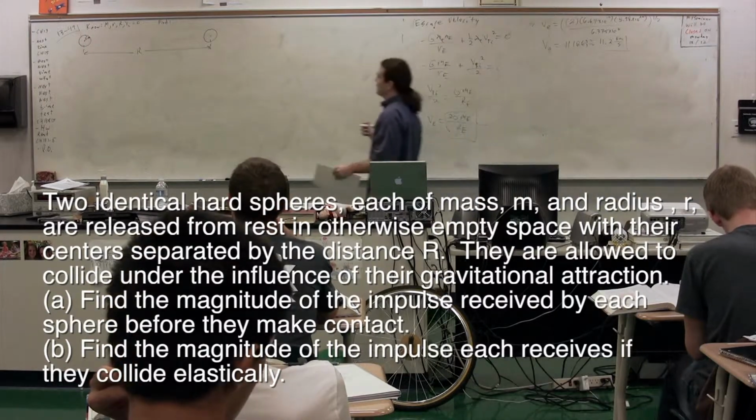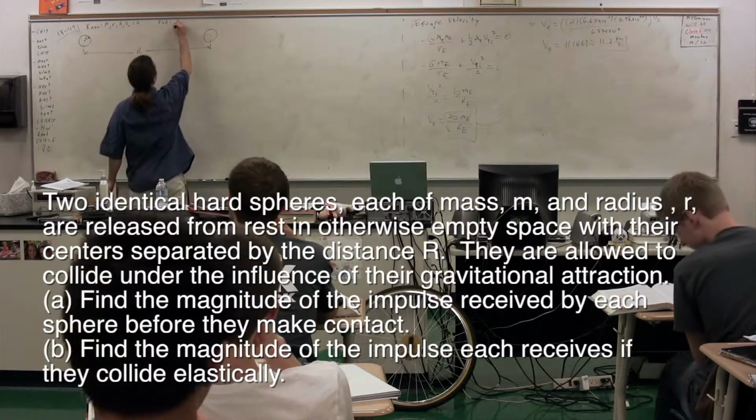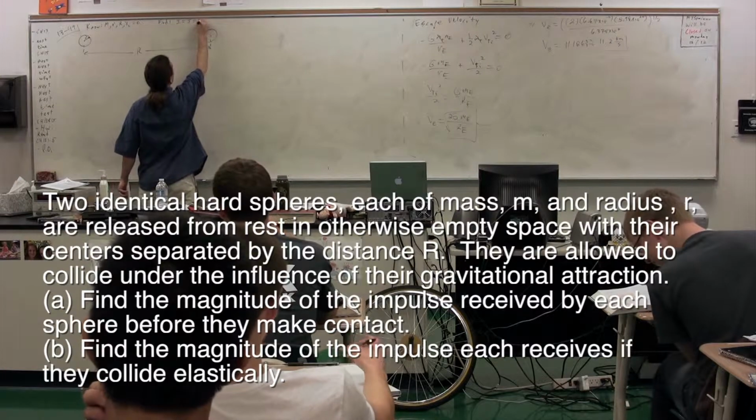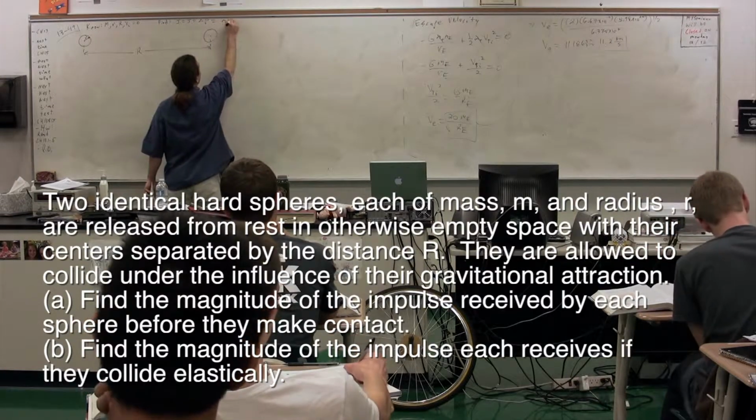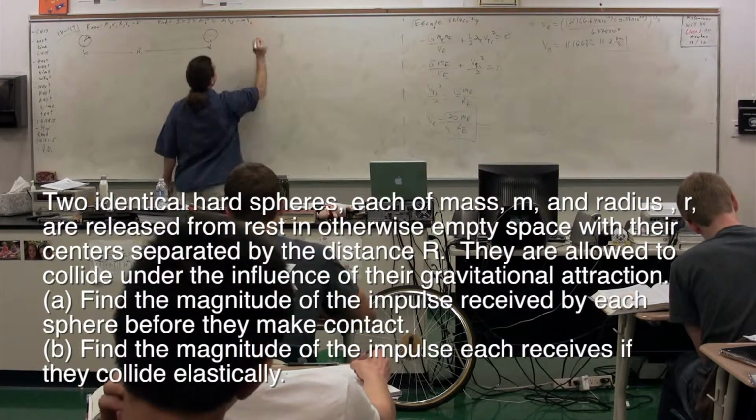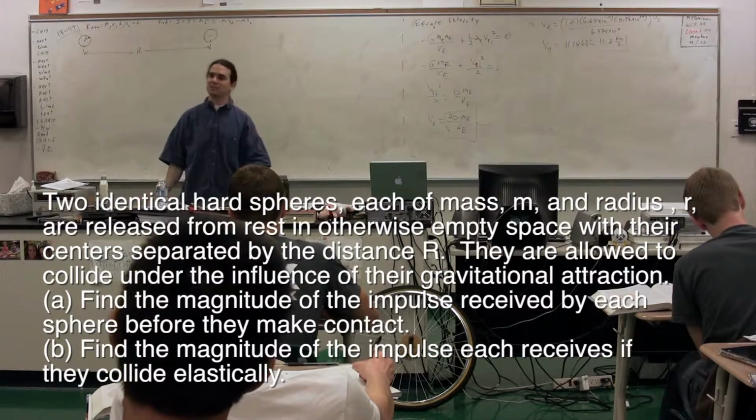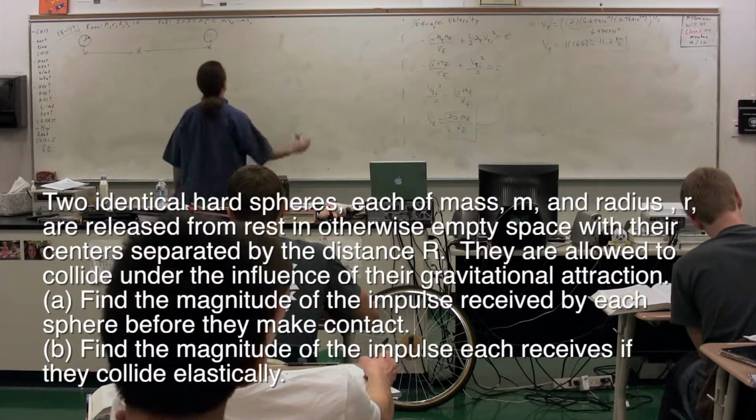So what you're trying to find here is the change in momentum: mass times velocity final minus mass times velocity initial. What is the velocity initial? 0.